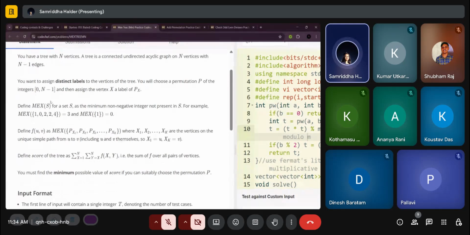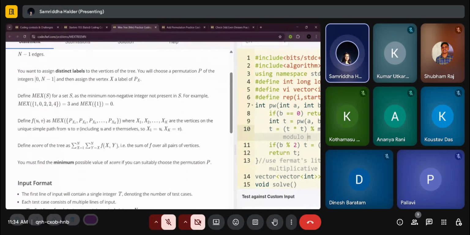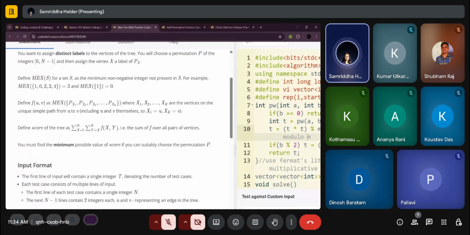Now you want to assign distinct labels to the vertices of the tree. You will choose a permutation p of the integers 0 to n minus 1 and then assign the vertex x a label of p[x]. Now what is MEX? It is the minimum excluded integer. For a set S, it is the minimum non-negative integer not present in S.